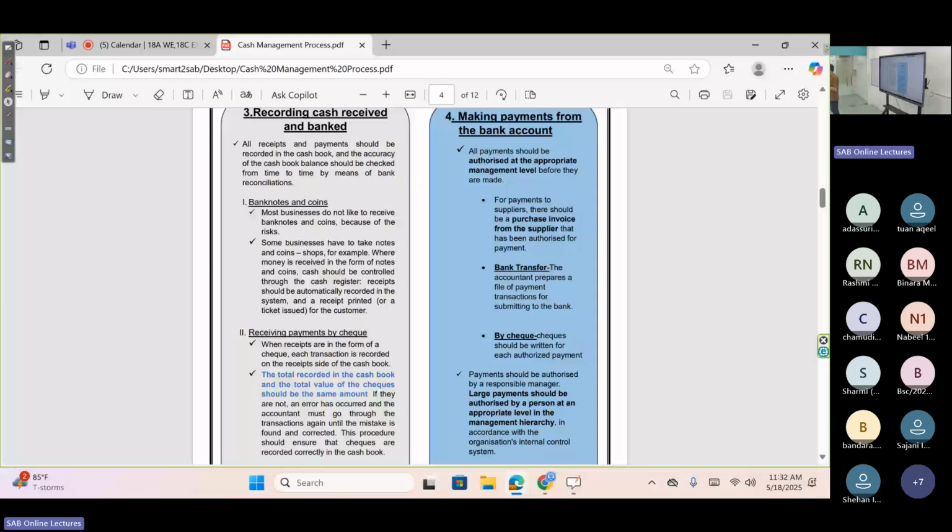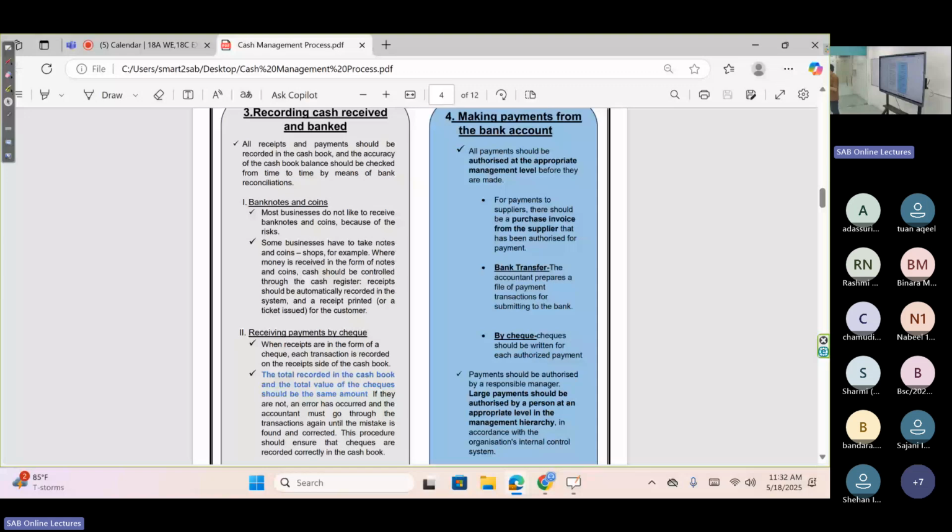So each and every payment voucher must be supported by supporting evidence. So here for payments to suppliers, there should be a purchase invoice. So payments for any expenses, electricity, water bills, stationery purchases, audit fee, accounting fee, all the payments must be supported by the invoices. Bank transfer, the accountant prepares a file for payment transactions for submitting to the bank.